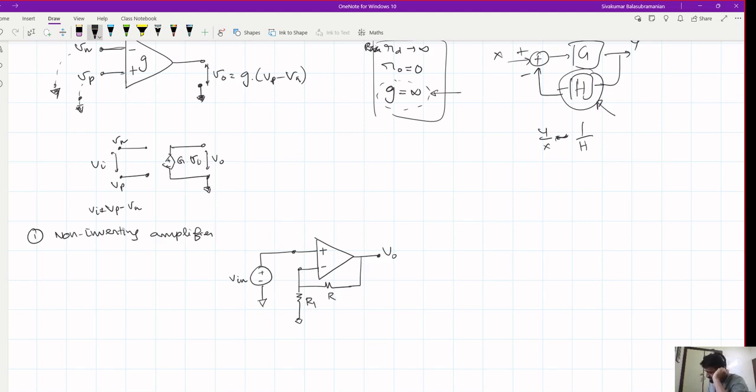This is R1, R2. V out equals (1 plus R2 by R1) into V in. That's all. And this is derived based on the assumption that R in is infinity, or R out is 0. That's a reasonable assumption. In reality, if you build a circuit like this using a real op amp, V out will be quite close to (1 plus R2 by R1) into V in.